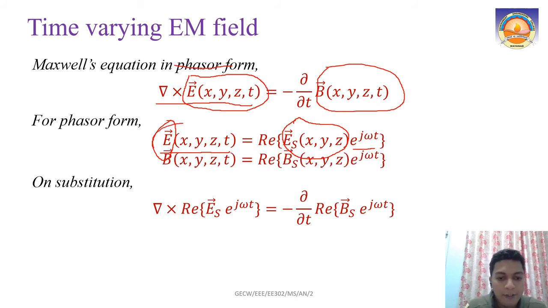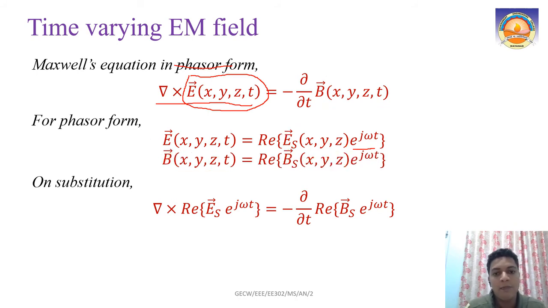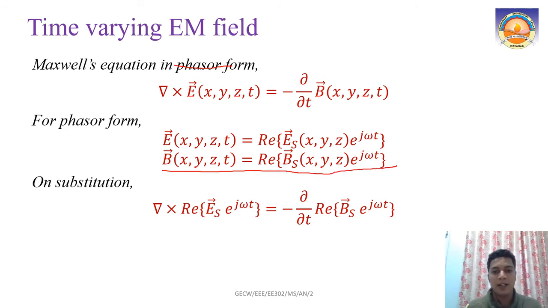Similarly, vector B can also be written this way: the real part of Bs of x, y, z, times e raised to j omega t. So this is our phasor. Es is our phasor for electric field intensity, and Bs is our phasor for magnetic flux density.